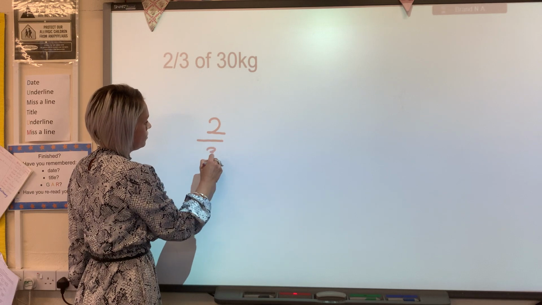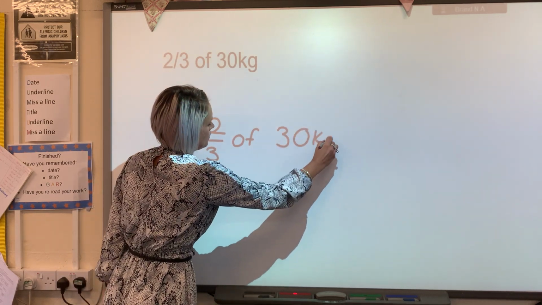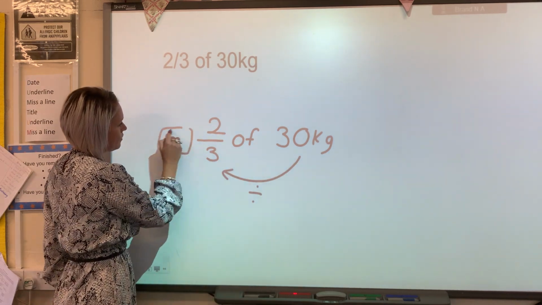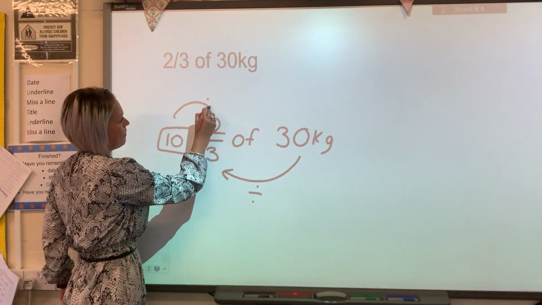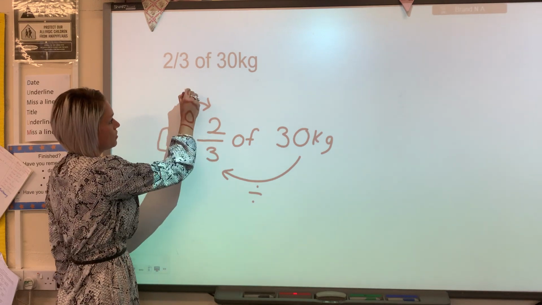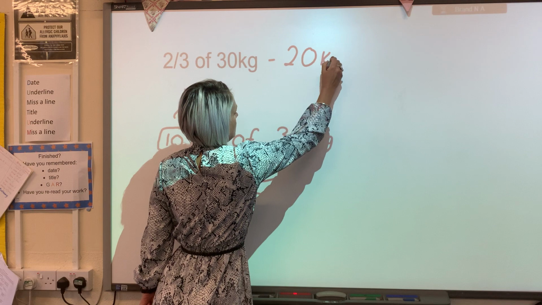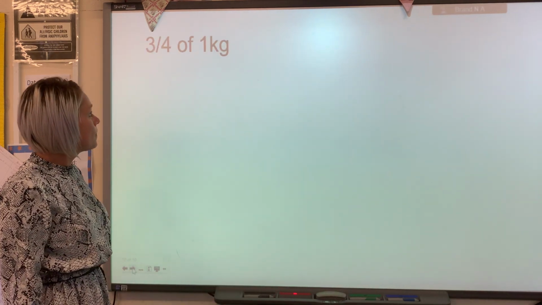So we've got 2/3 of 30 kilograms. So divide by the bottom first. How many 3's in 30? That's 10. And then multiply by the top. This is giving me my 1/3. I need 2/3. 10 times 2 is 20. And don't forget my units, put my kilograms on.